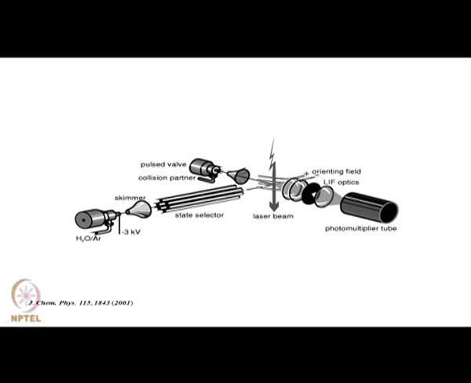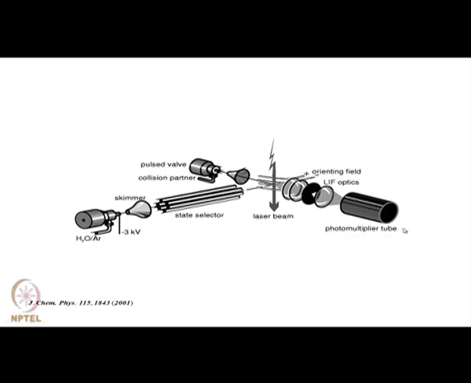Okay, and then you have got another partner over here. It is also a pulsed valve, and then a skimmer, and there you have got two beams, and the laser beam is here, and this is an orienting field you are applying. So what is happening is that you are measuring here the light induced fluorescence from your products.